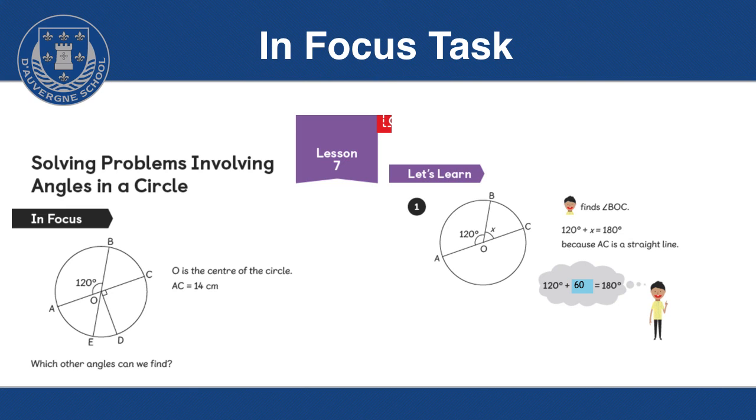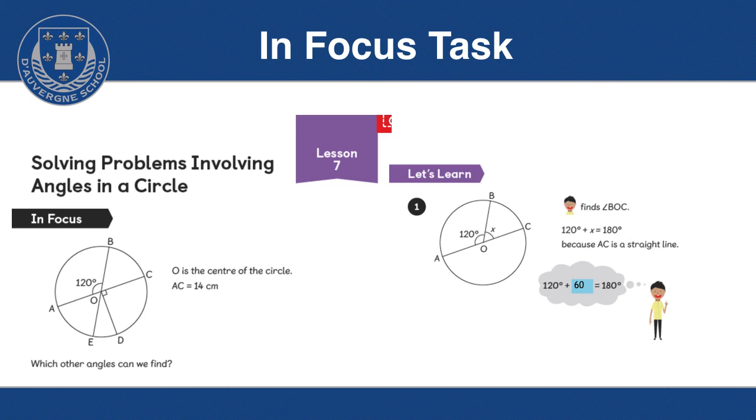Ravi manages to find angle BOC. Now when it says BOC, if you start from point B, then go to O, then go to C, you can see the angle between those points is the angle over the middle letter, which is O, so it's angle X. So that's what we're trying to find.